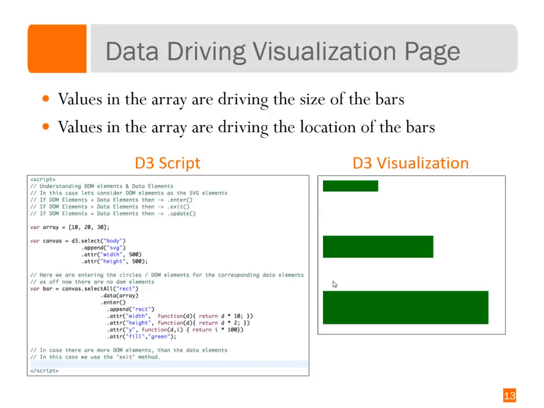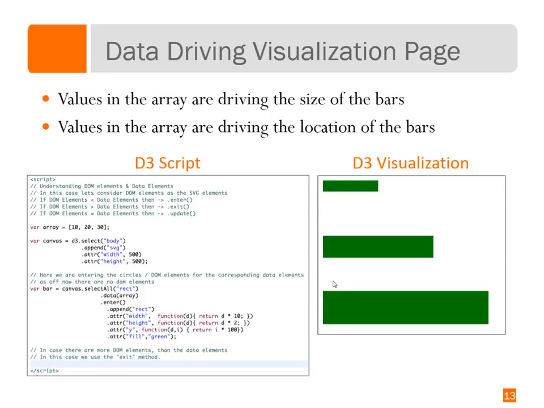Then our attribute for y, we're going to multiply our i times 100 to give us a y value, a position on the y-axis. Where do we want each of these bars to be drawn on the y-axis? So we're going to do 10, 20, and 30 through there. And then our last attribute we're going to fill as green. So this code will draw these 3 green bars.